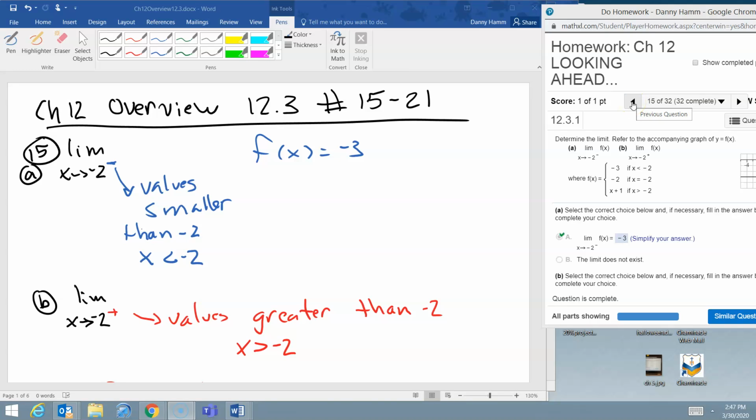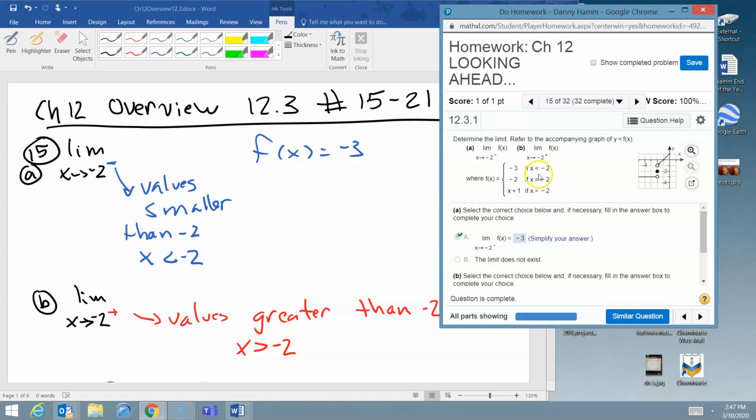At 12.3 in our chapter 12 overview, these are going to cover problems 15 through 21. In these, we're looking at limits once again, but we're isolating it, looking only at one side of it. So in this first problem, we're given a kind of Frankenstein little function here.